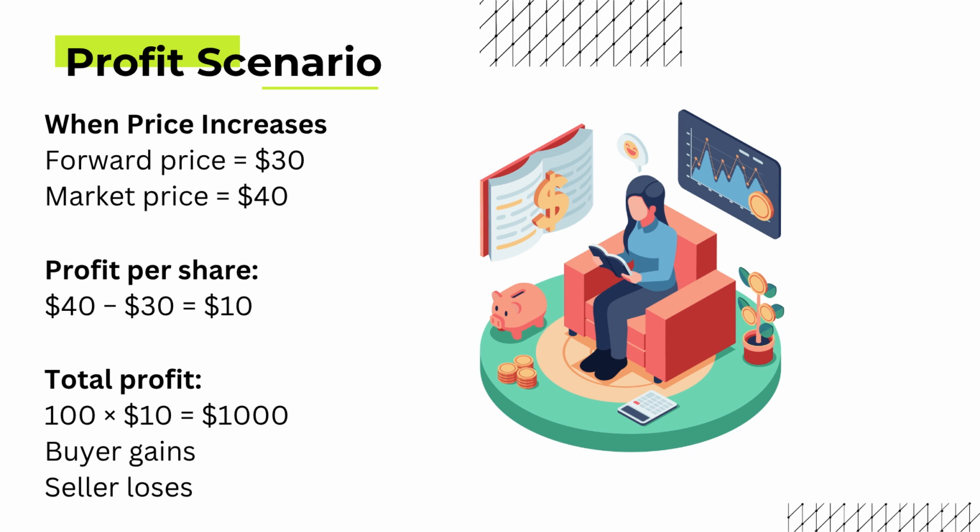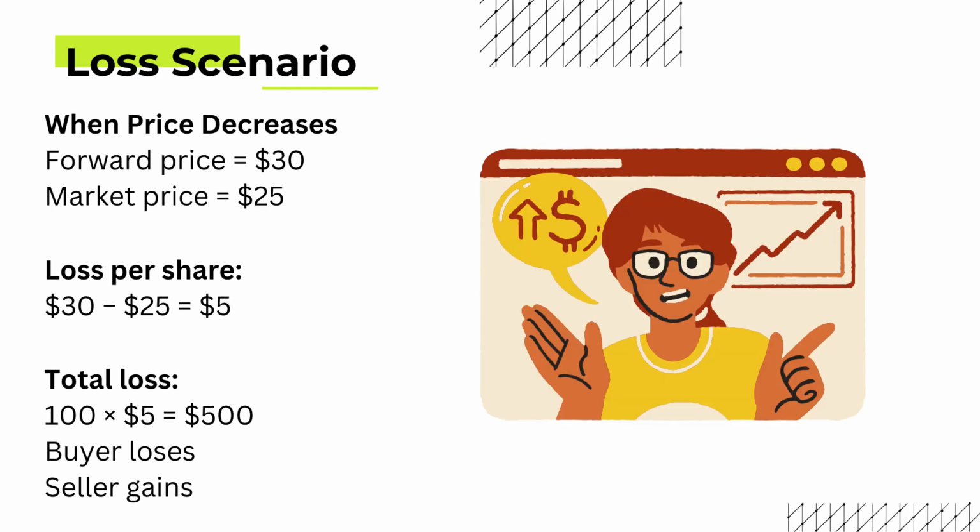What if price falls? Now imagine price falls to $25, but you must buy at $30. So you lose $5 per share. Total loss, $500. This shows the basic rule of derivatives.